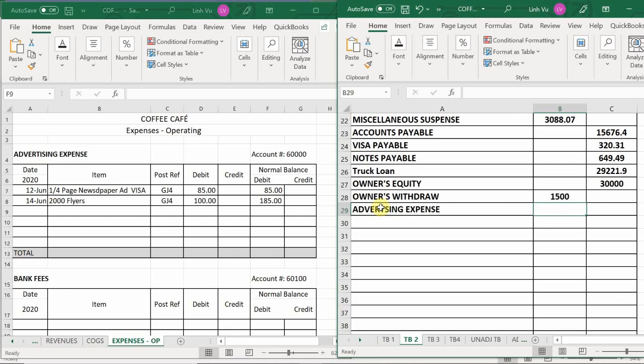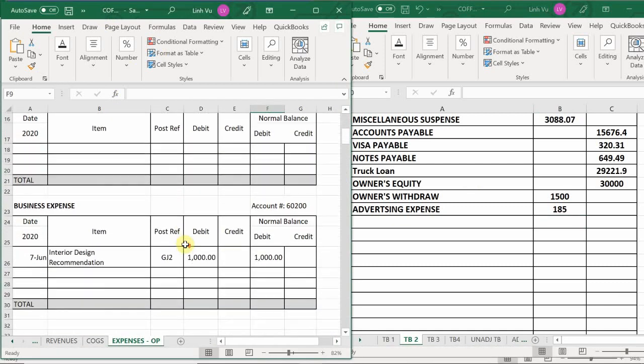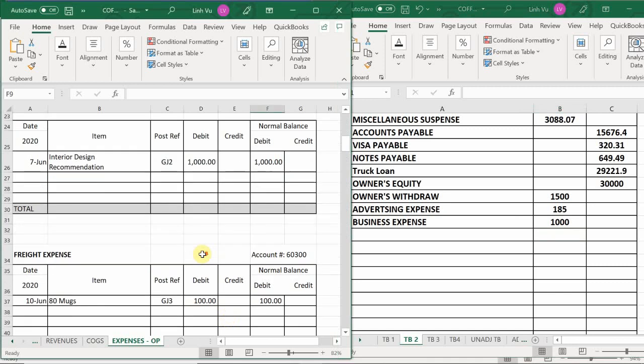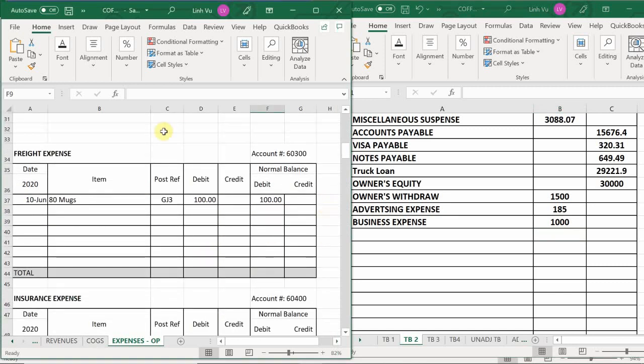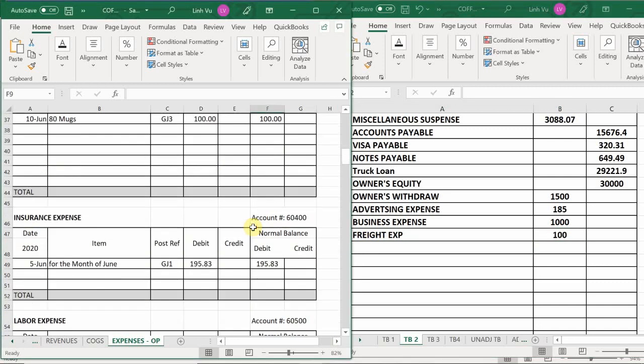So how much is the advertising expense? 185. Okay. What's next? We have bank fees. We have business expense for $1,000. Okay. And then we have a freight expense for the $100 in the debit side. Right. What else?